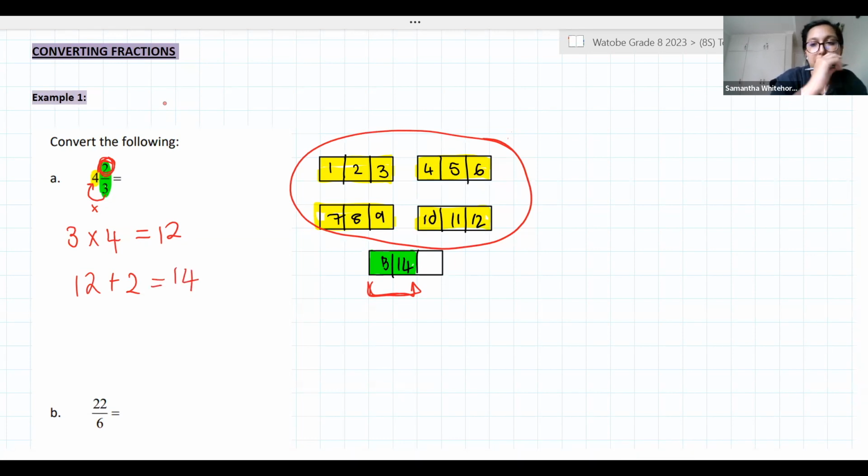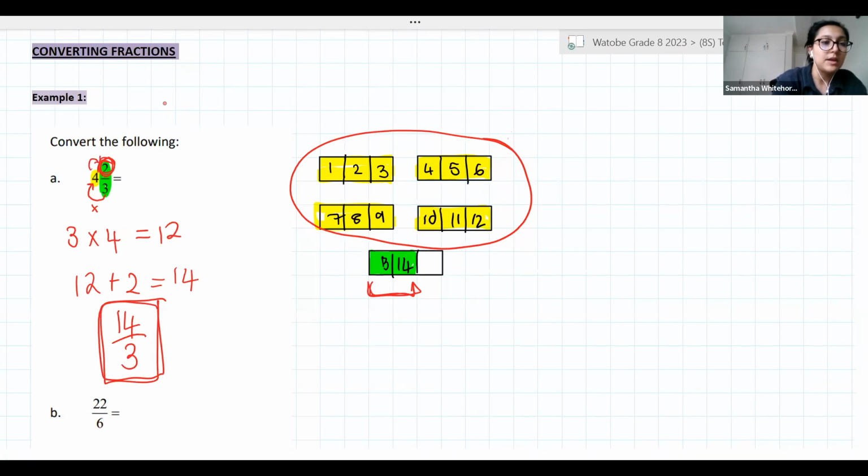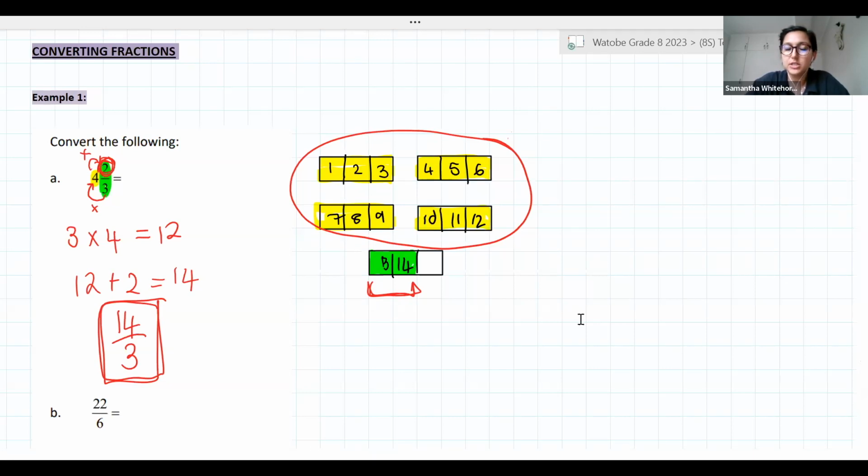And hopefully you remember that my improper fraction was 14 over 3. So I can find it by timesing the denominator by the whole number and then adding the numerator. So that is a quicker way to go about converting your improper fractions. Again, your calculator can do it, but you need to know how to do it by hand and show your working out. So again, times the denominator by the whole number and then add your numerator.